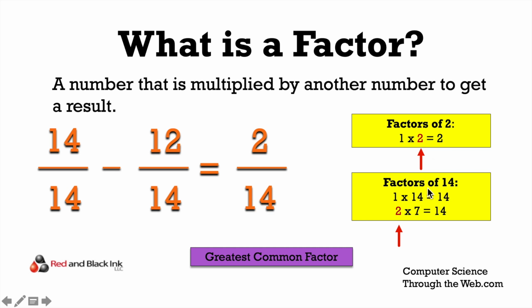But then also when we look at the number 14, we obviously have 1 times 14, as we know, that's going to equal 14. Any number's going to have that. But then also we have 2 times 7. Those are also factors of 14. And so when we think about it, they have something in common.